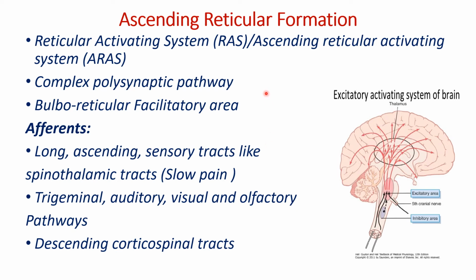Now coming to the second important part, the ascending reticular formation. We discussed the descending part, the lower portion of the reticular formation. This is generally called the reticular activating system or ascending reticular activating system. Our wakefulness is dependent on the reticular activating system, as I was discussing in the beginning. The more active this system, the more alert a person is. It is because of this system that a person is aware of himself and his surroundings.